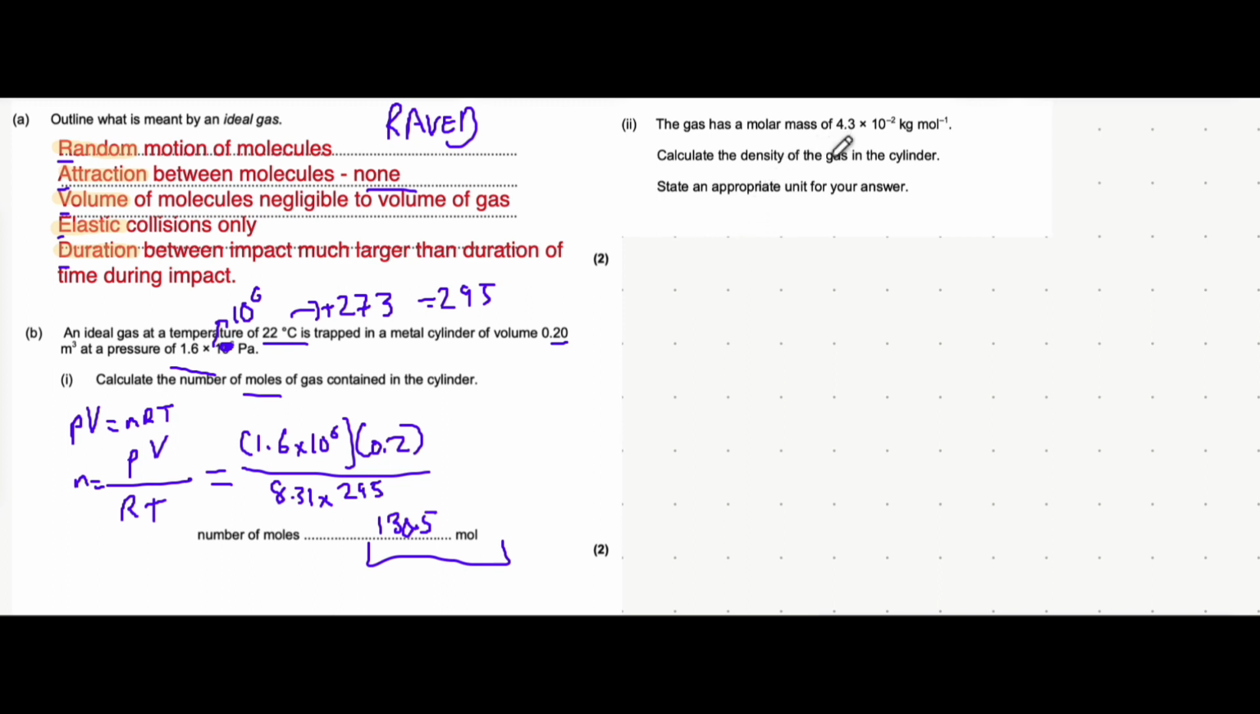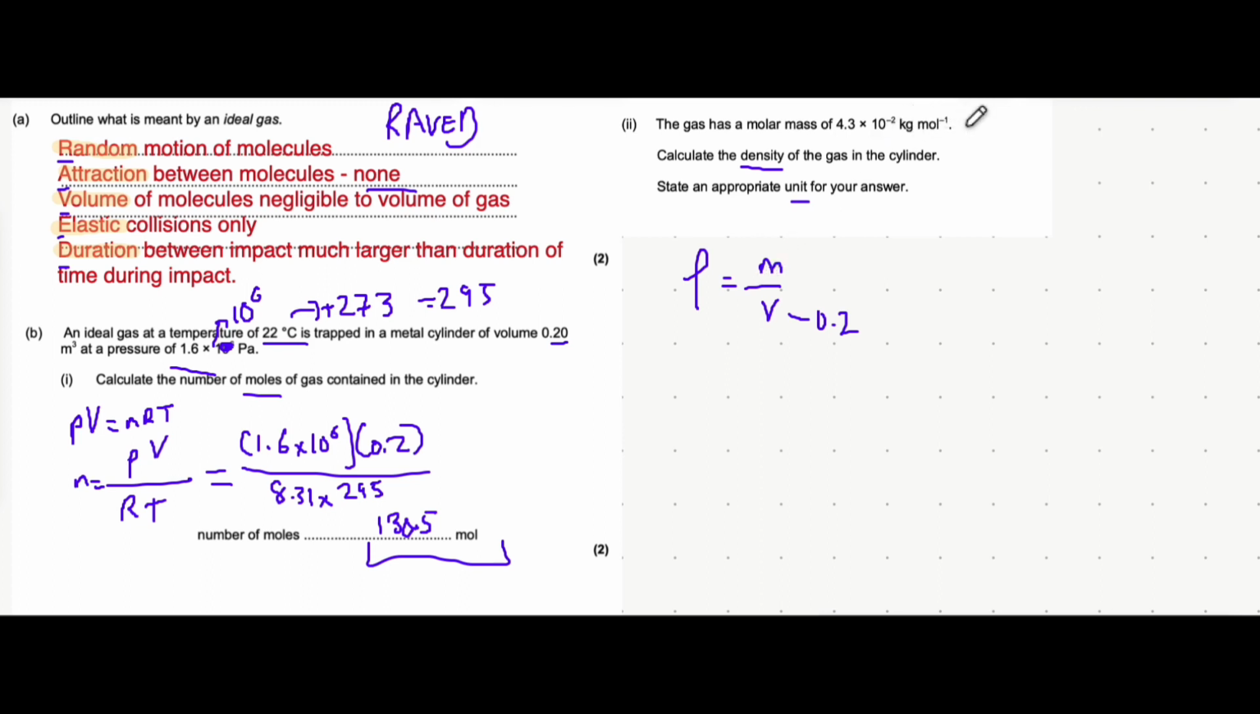Let's go on to the next question. So it's given you a molar mass, 4.3 times 10 to the minus 2, and it's asked you for the density, and also asked for the unit. So density is mass over volume. We have the volume, it's 0.2. But what's the mass? It's giving you a molar mass, and if you multiply that by the number of moles, that'll give you the number of kilograms, which is the mass.